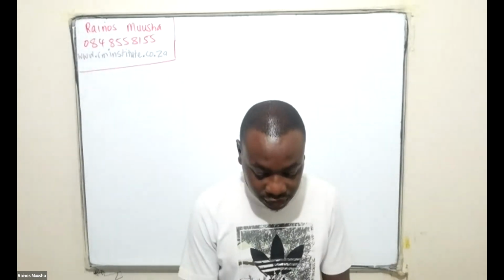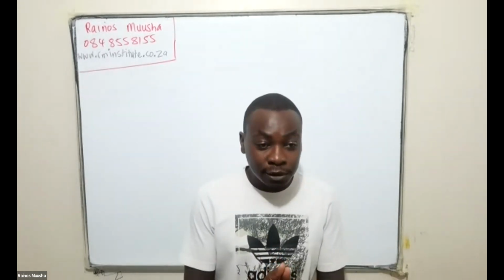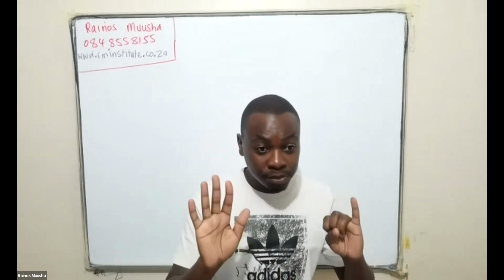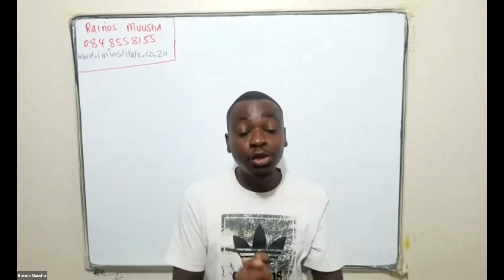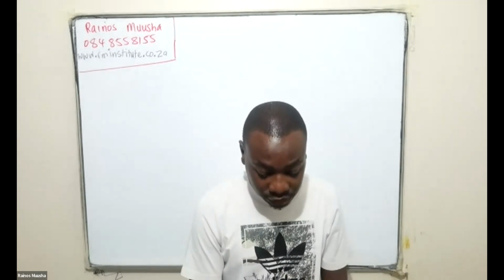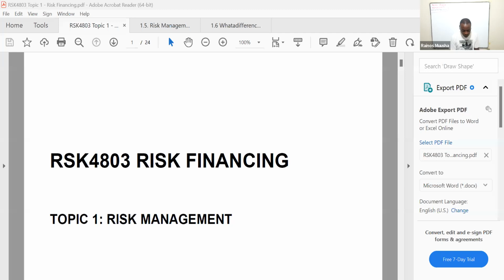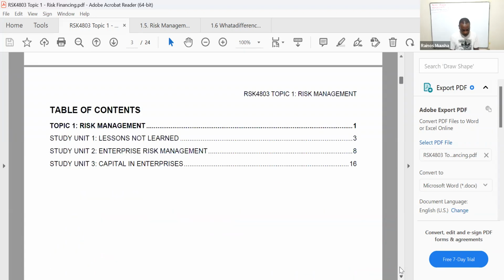So looking at study unit 1. Remember we said in the previous class that for RSK4803 you're going to be looking at 6 topics, and under those 6 topics there are different study units that need to be covered as well. If you check in the study guide, study unit 1 falls under topic 1, which looks at risk management. It's basically an introduction to risk management, and topic 1 covers study units 1, 2, and 3.